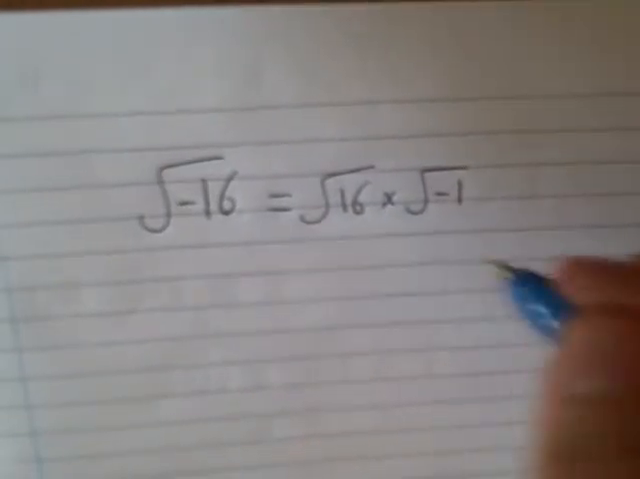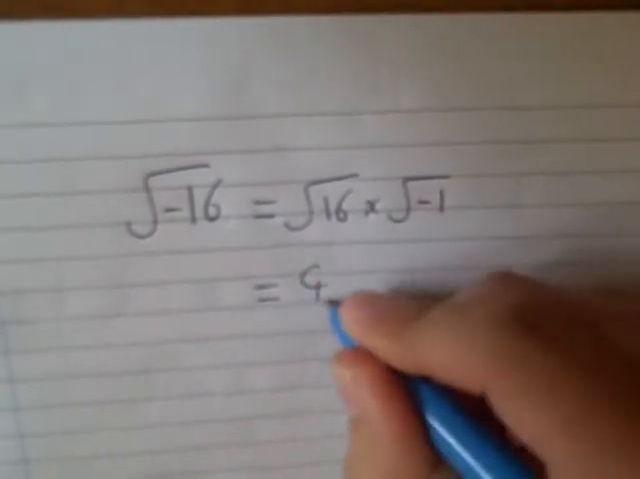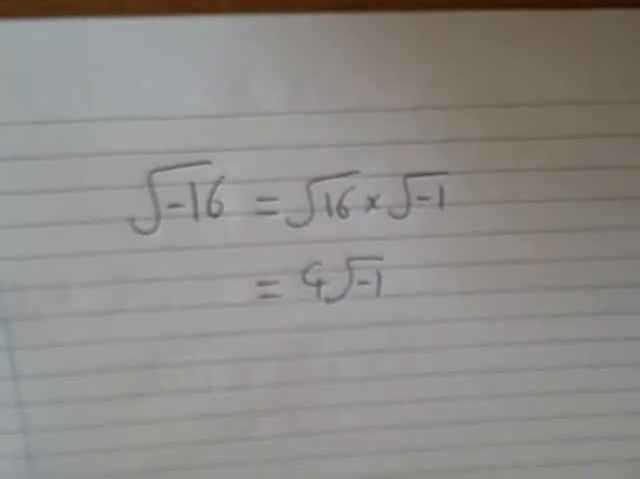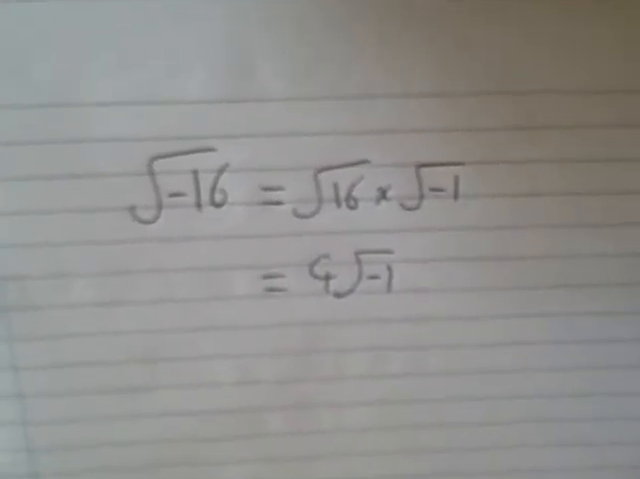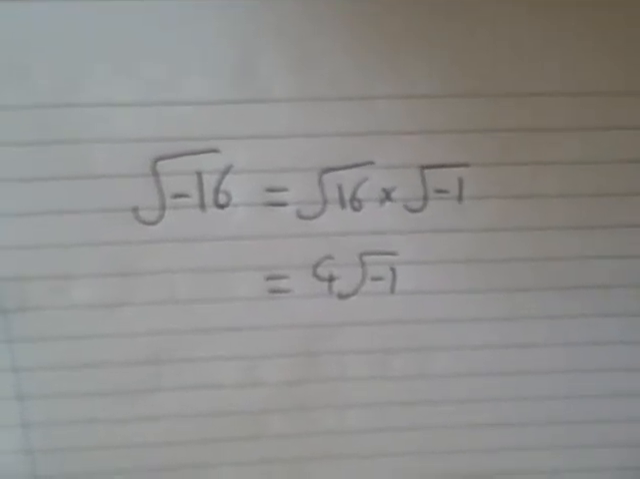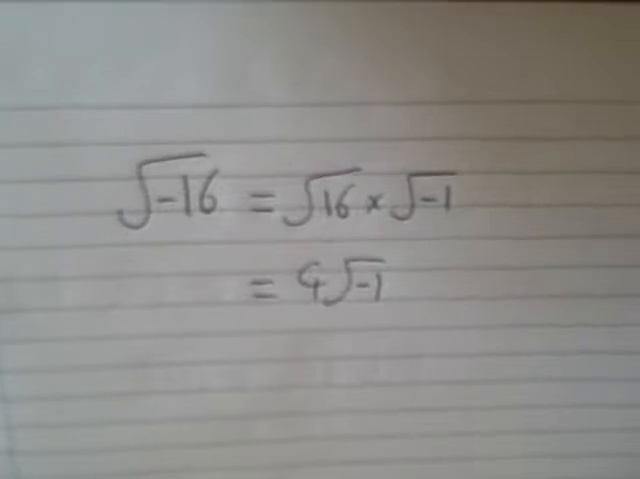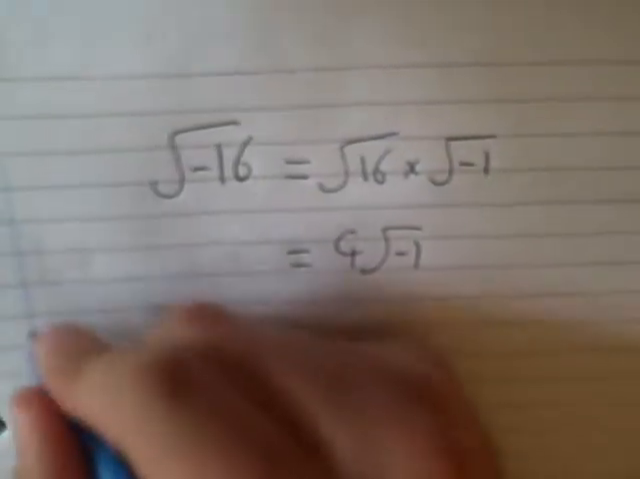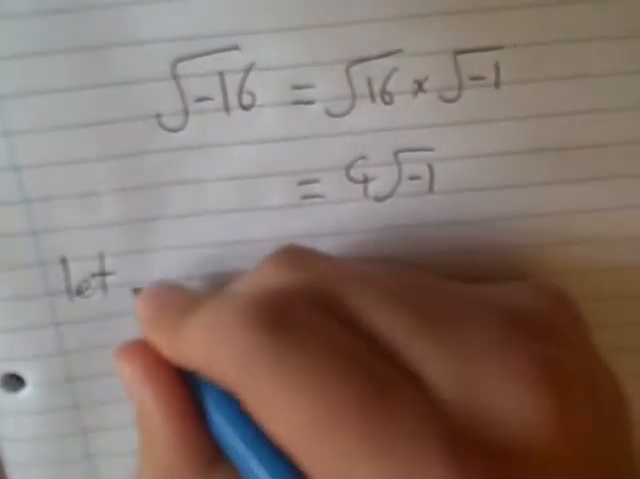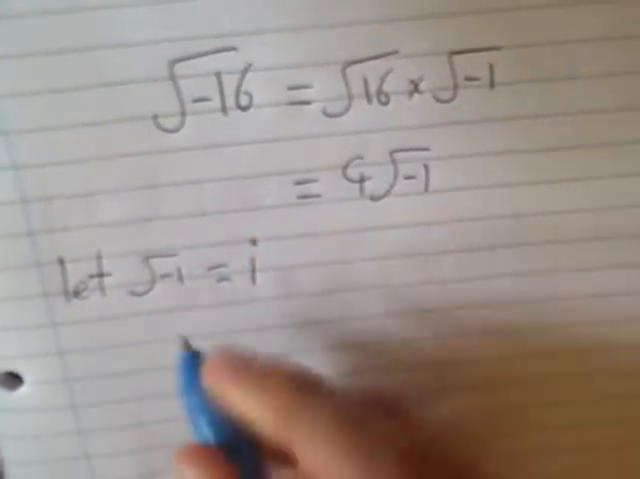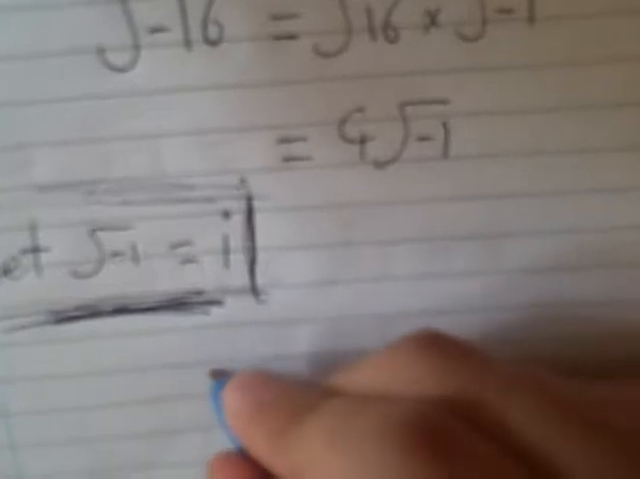From there, we can simplify that to 4 root minus 1. And this is where we'll show you the biggest rule in imaginary numbers. And this is that, I guess, mathematicians decided that they'd let the root of minus 1 equal i. And that's a very important rule. So if you're writing notes, I'd put a big box around that. So, using that, we know that the root of minus 16 is going to be equal to 4i.